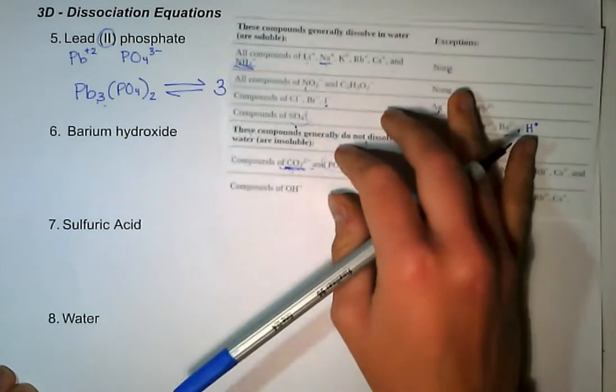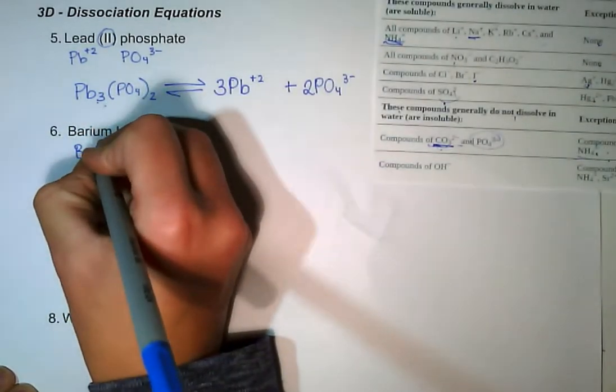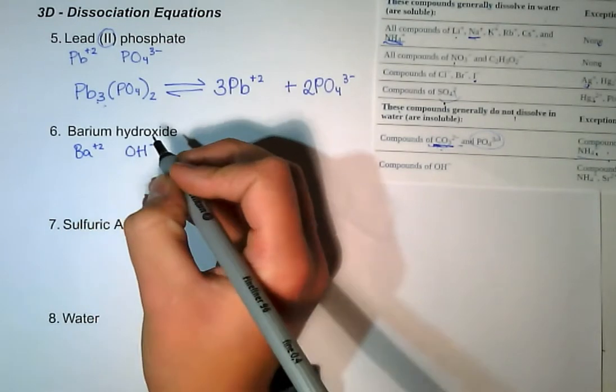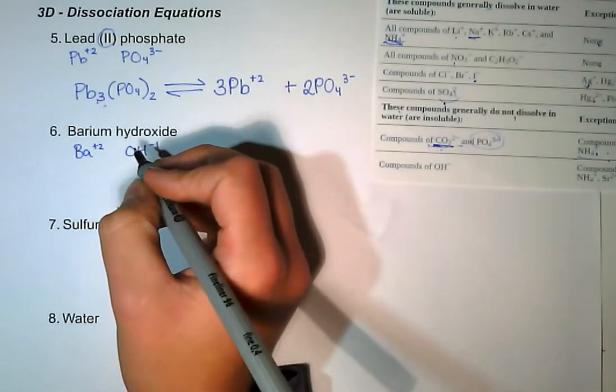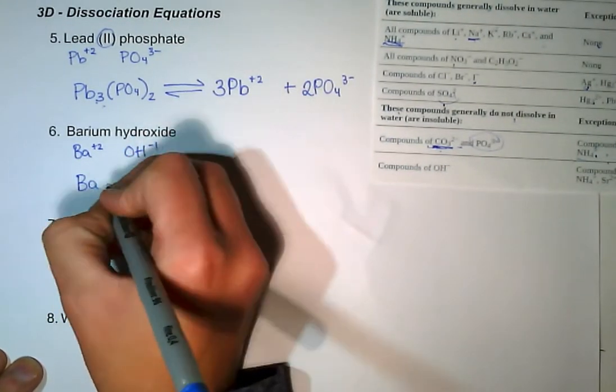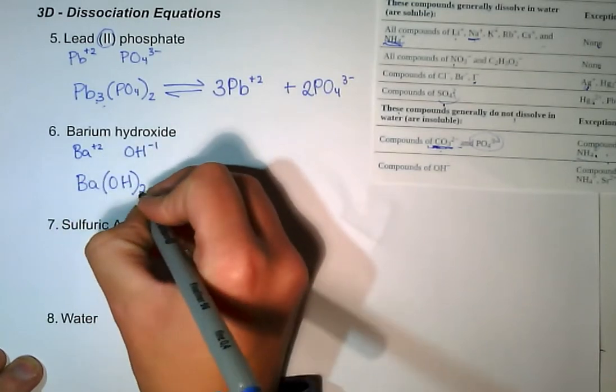Number 6 is barium hydroxide. So barium has a +2 charge, hydroxide is OH with a -1 charge. And so when we crisscross, we get Ba1, and then we're going to get OH, and then 2 of those.